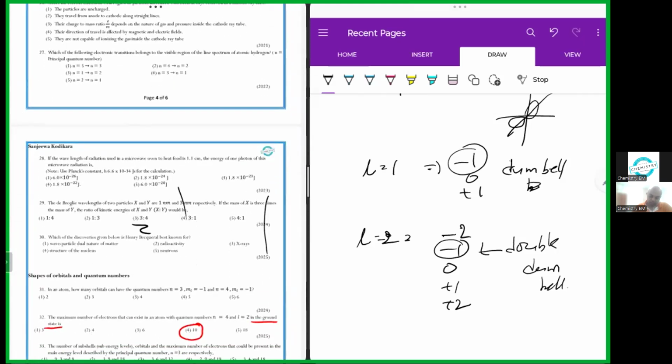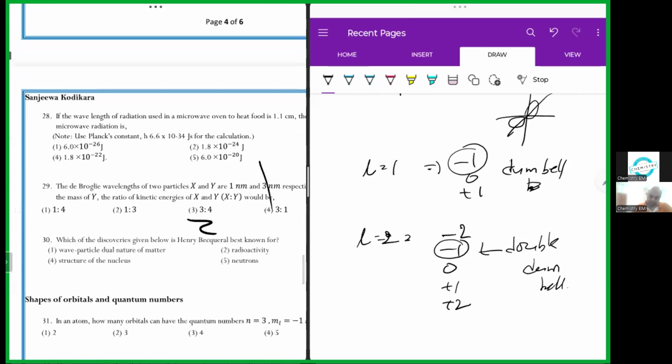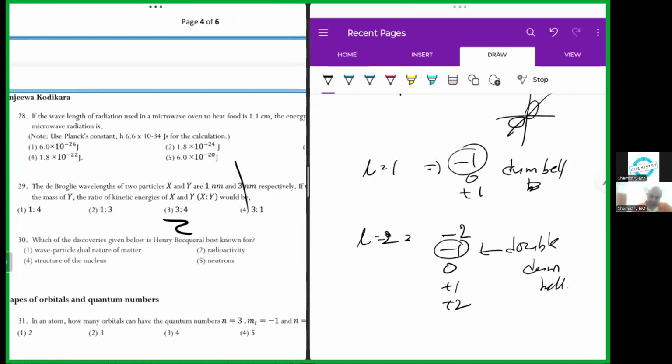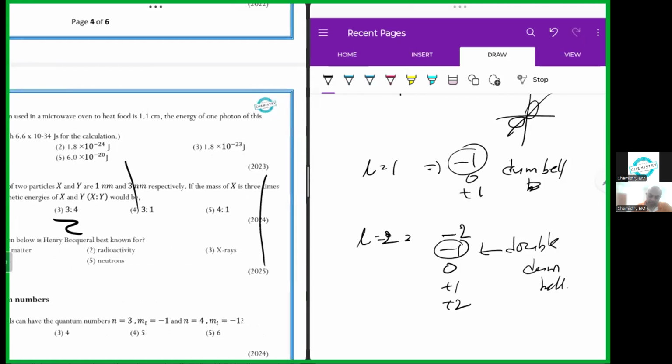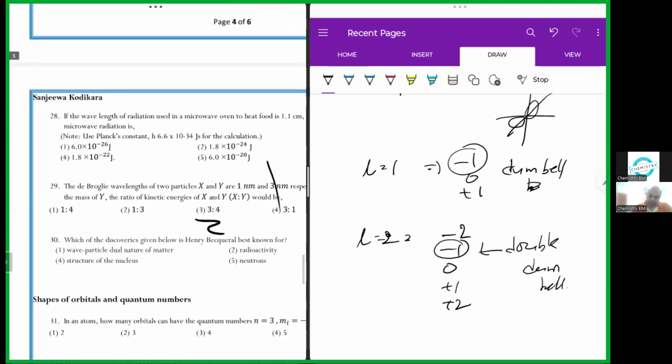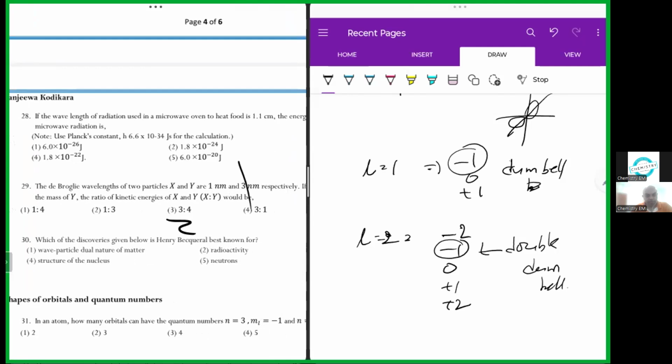This question, 2024. The de Broglie wavelengths of two particles X and Y are 1 nanometer and 3 nanometer respectively. If the mass of X is 3 times the mass of Y, the ratio of kinetic energies of X and Y would be.